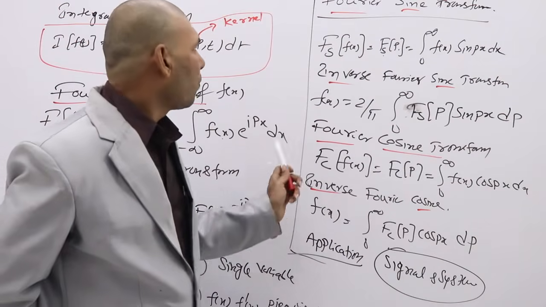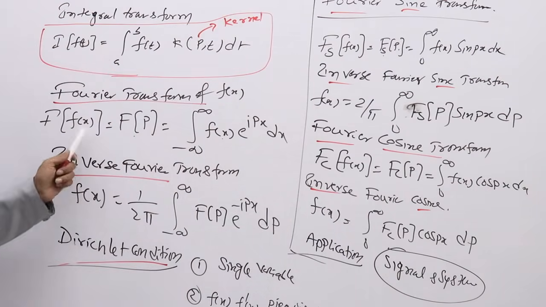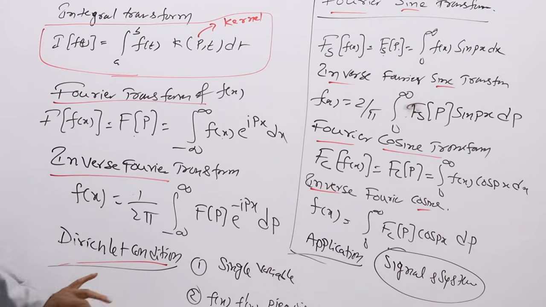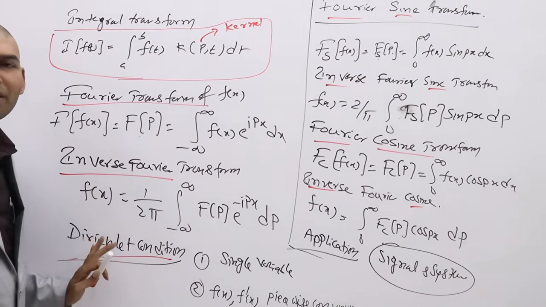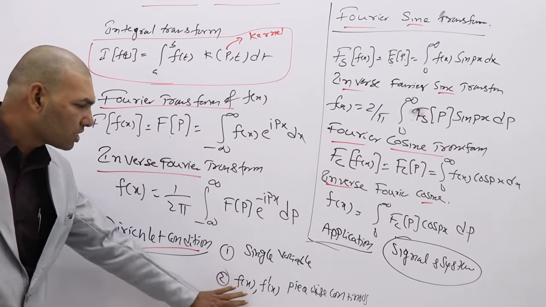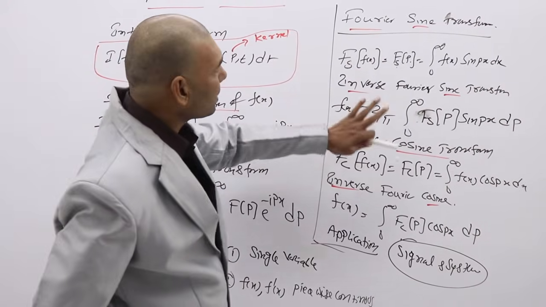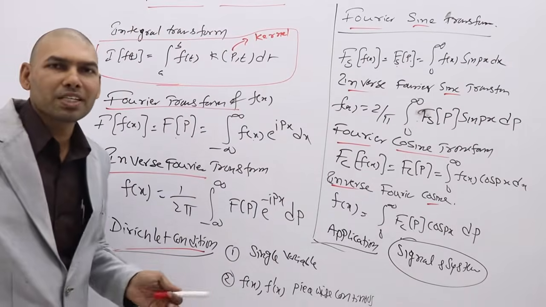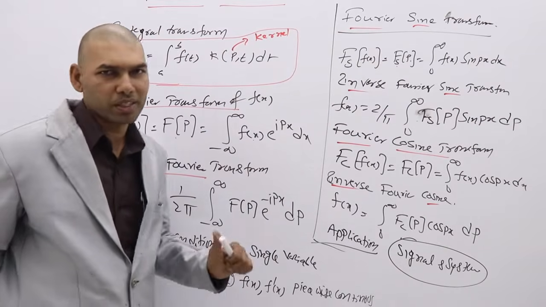Okay, so the Fourier transform of f of x is this one, the inverse is this one, and the conditions for existence of Fourier transform are these two, and Fourier sine transform, cosine, inverse Fourier sine and cosine. Any doubts you may express.